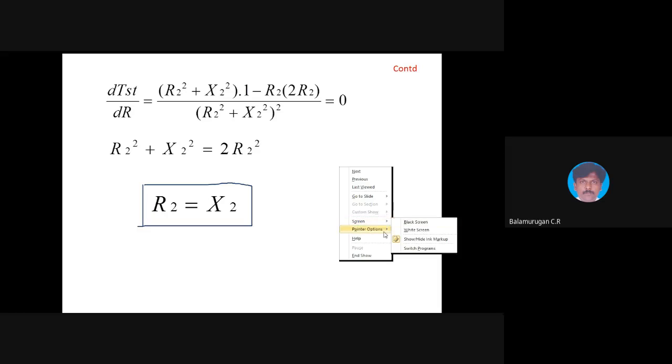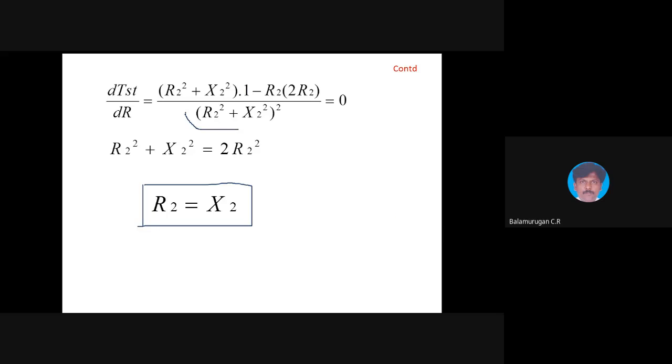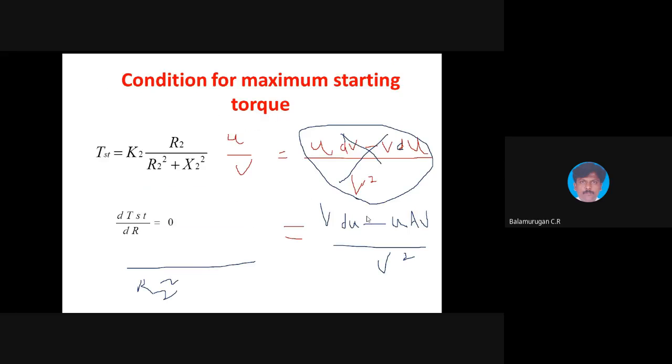So in this slide, this V squared, V is put here, and then we differentiate U. So we use this formula. This will be the correct formula: V dU minus U dV divided by V squared. Then that minus will get cancelled. So you will get R2 equal to X2. Right? Yes sir. So use the first formula, then the second formula. That is correct. Okay sir. Then you will get R2 equal to X2 value.